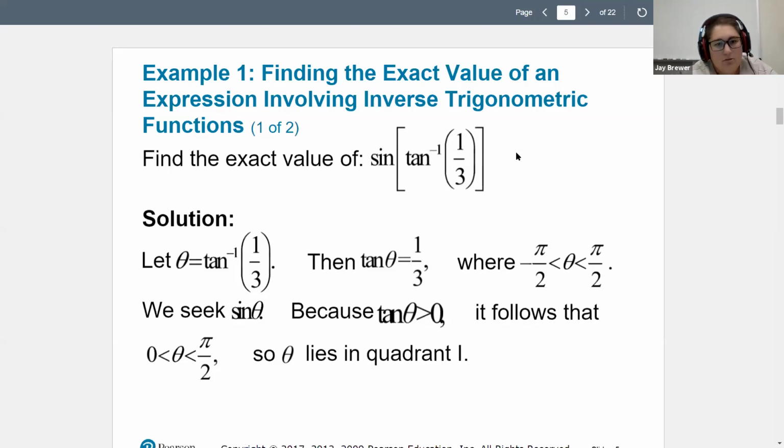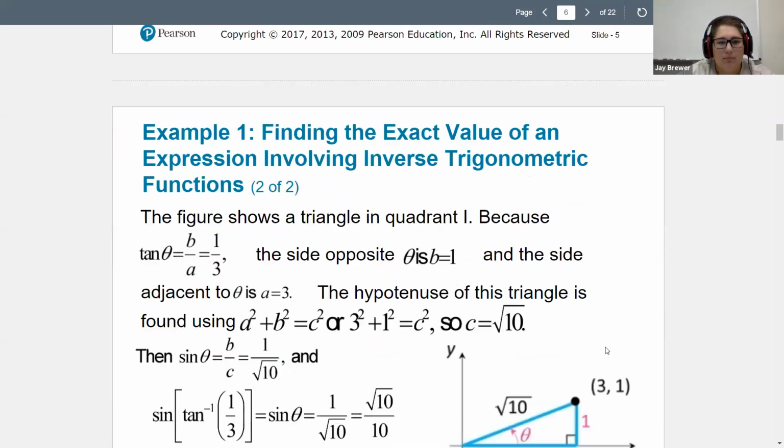Okay, so the next thing you have to think about is if we're looking for sine of theta, because tangent of theta is going to be greater than 0, it follows that theta falls between 0 and pi over 2, so then theta has to be in the first quadrant, right? If you look at the signs of that one.